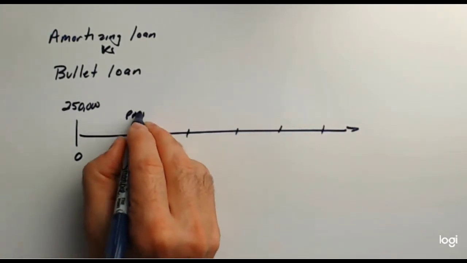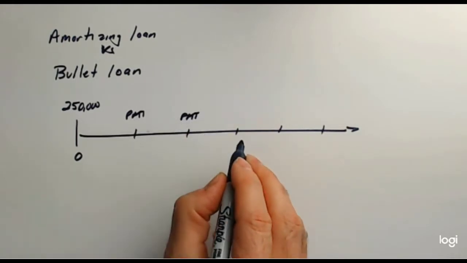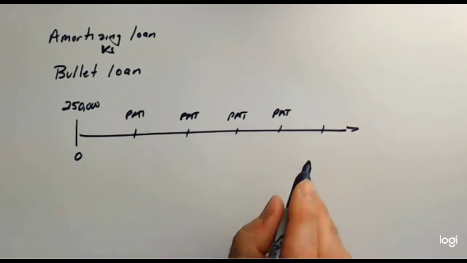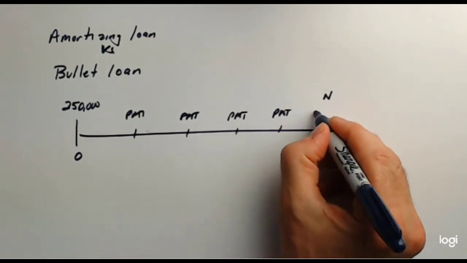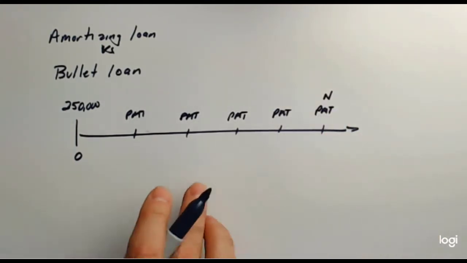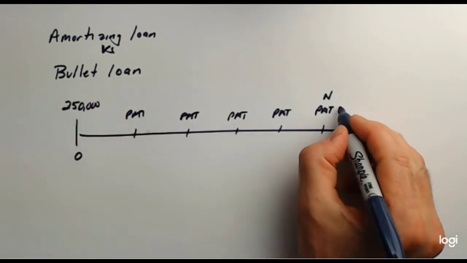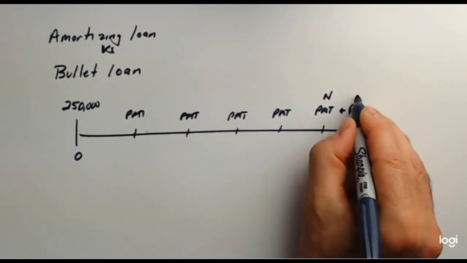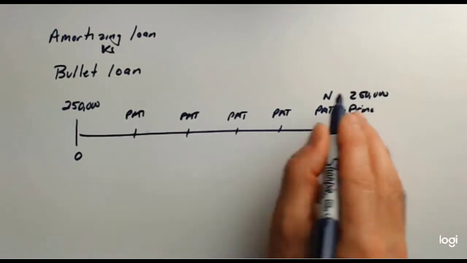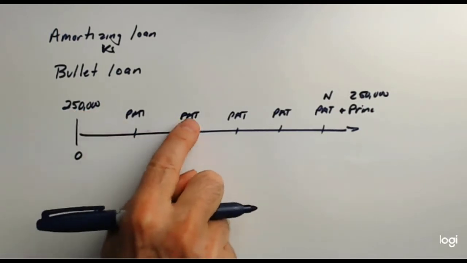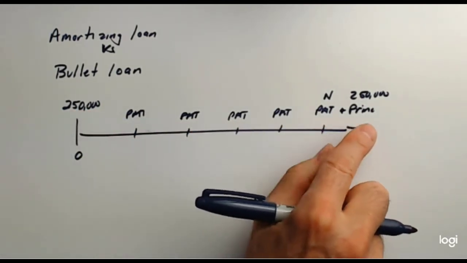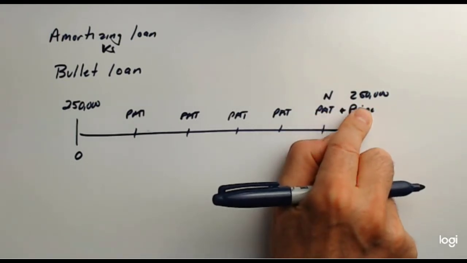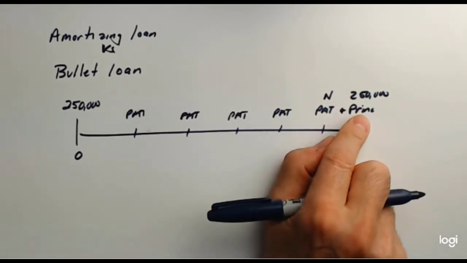You're going to make payments periodically. Could be monthly, could be quarterly, could be annual, depends on the contract. And then you have the last payment here. And when you have a bullet loan, you're going to have to pay back the principal of $250,000. So you borrow this, you pay interest only, and then the last payment, you pay your last interest payment, and then you also pay back the $250,000 in principal.